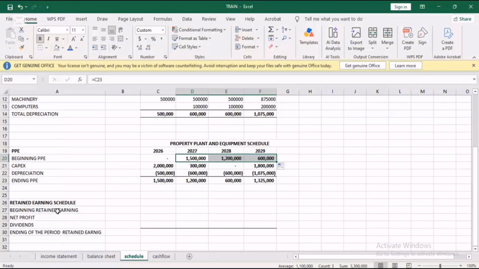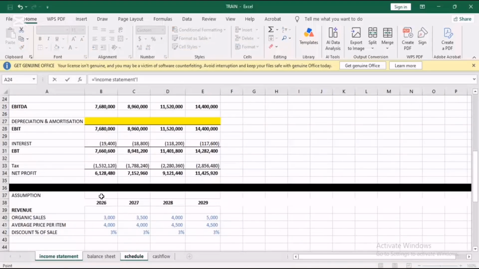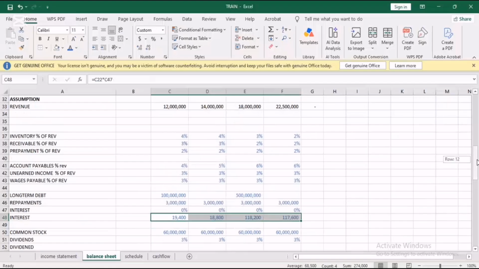So like I said earlier, beginning means the balances of last year. So definitely there was no balances because this business is a startup. So for the beginning of the first period, we hit 0. Then the net profit, we hit equal to. Then let's go to our income statement and get our net profit. So hit right up here, hit equal to, and let's roll through. Absolutely. Then for the dividend that was expected to pay, let's see whether we've got it done already.